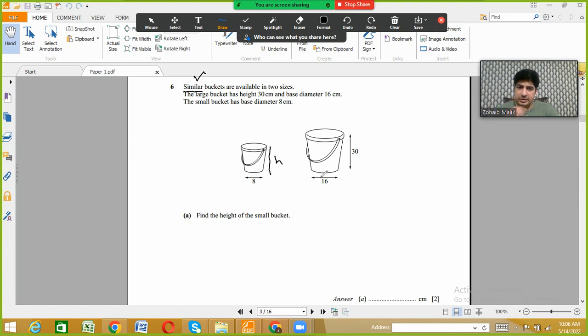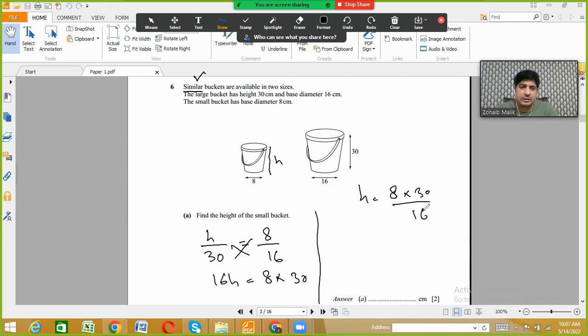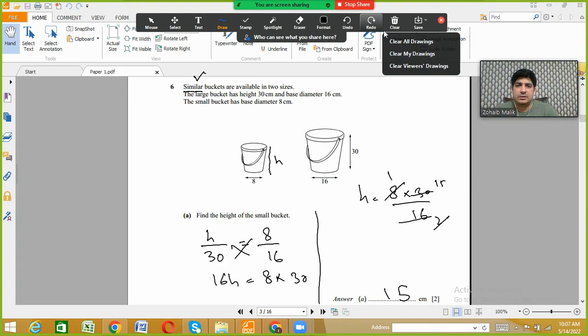So let's make the ratios. It should be height over 30 is equal to 8 over 16, because the height over height is equal to the base of the first shape over the base of the second shape. So let's do the cross multiplication. It is 16 times the height is equal to 8 into 30, so the height is equal to 8 into 30 over 16. 8 ones are 8, 8 twos are 16, 2 ones are 2, 2 15s are 30, which means 15 centimeter is the height of the other bucket.